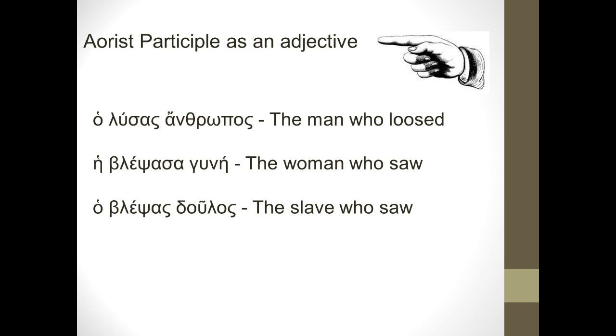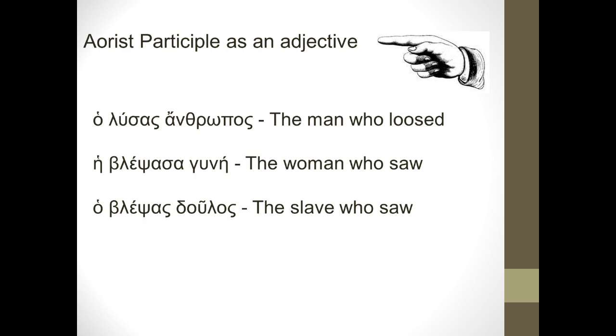And so because of the rule of agreement here, we have ho lusas anthropos, the man who loosed. That's how you would like to translate this, again including that word "who" that we already saw earlier when we talked about what happens when the article precedes the participle. Doing the same thing then in the feminine, he blepsasa gune.